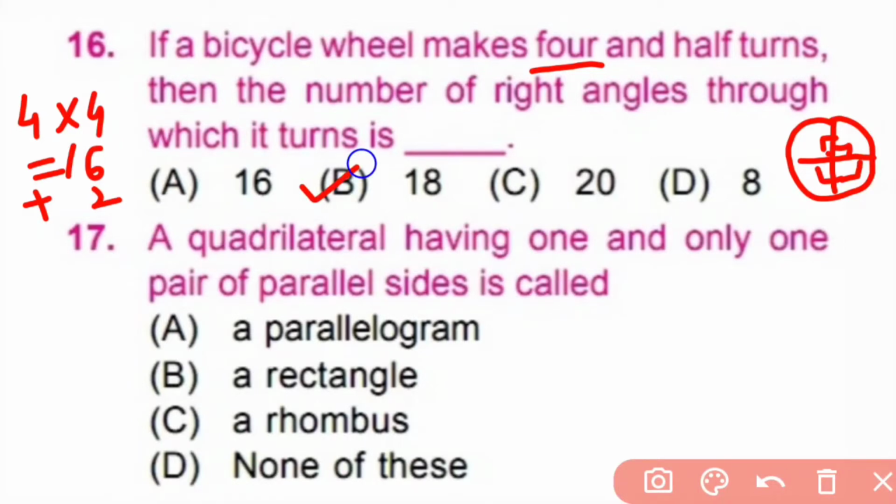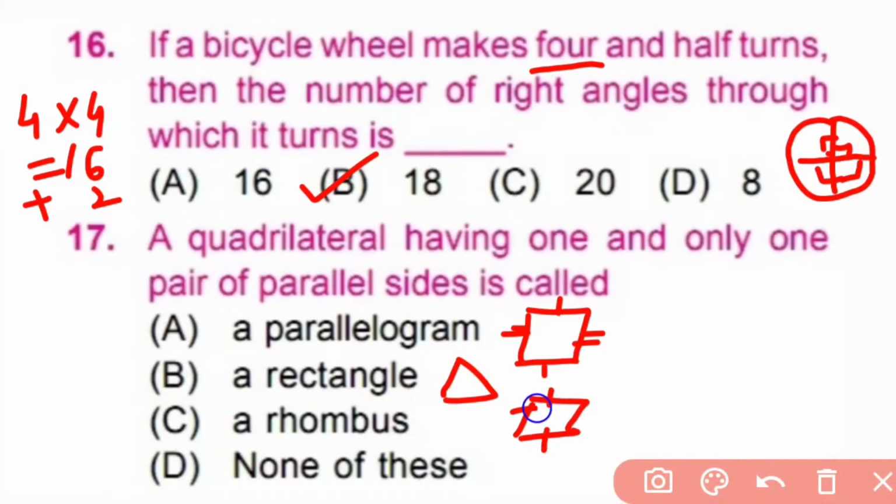Question number 17. A quadrilateral having one and only one pair of parallel sides is called dash. Option A, a parallelogram. In a parallelogram there are two pairs of parallel sides. Option B, a rectangle. In a rectangle there are two pairs of parallel sides. Option C, a rhombus. A rhombus has two pairs of parallel sides. So here none of these, D, is the correct answer.